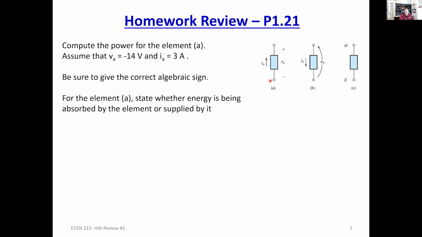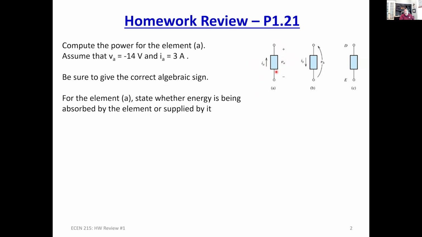So it's minus 14 volts, and we've got 3 amps coming out. Since the terminology we have here matches our equation, we have VA and IA. Power is equal to voltage times current, defined with the positive terminal and the current leaving the positive terminal, like this. So P equals V times I follows this sign convention in the drawing, the analysis direction.